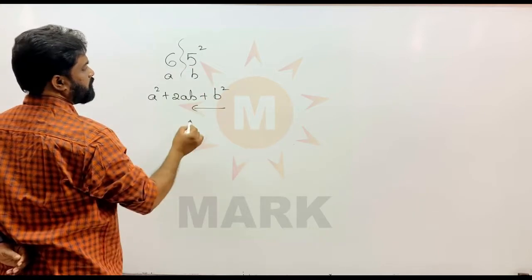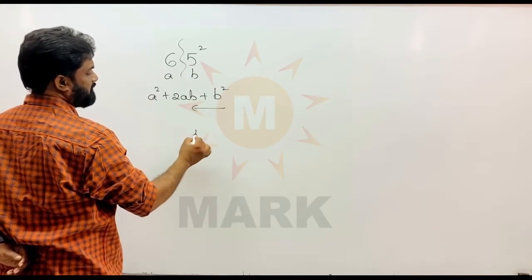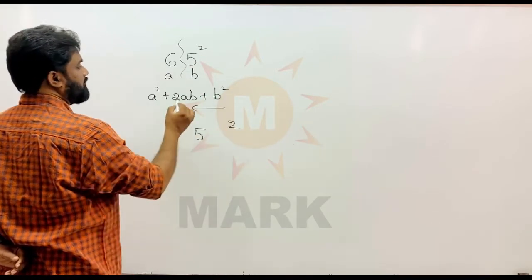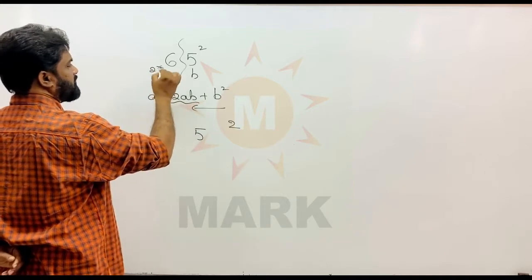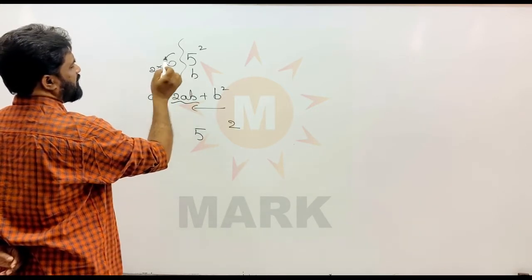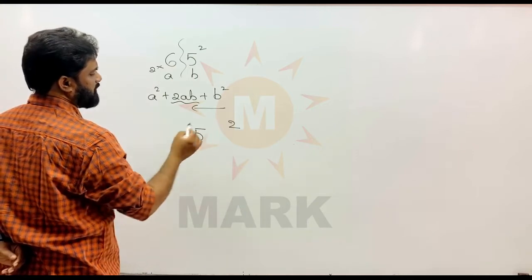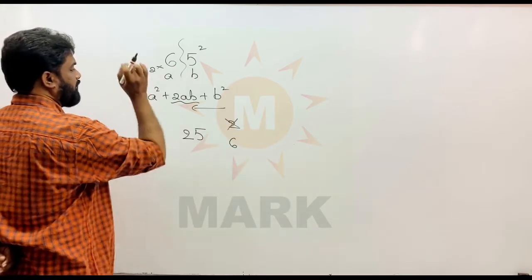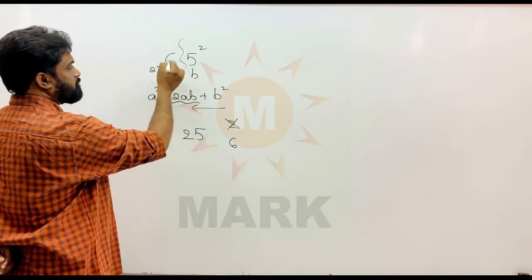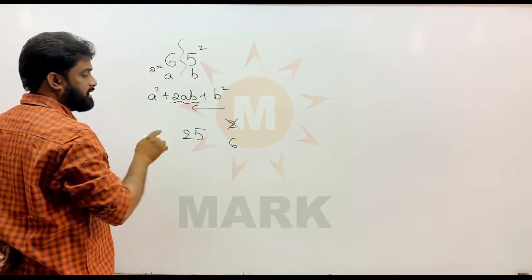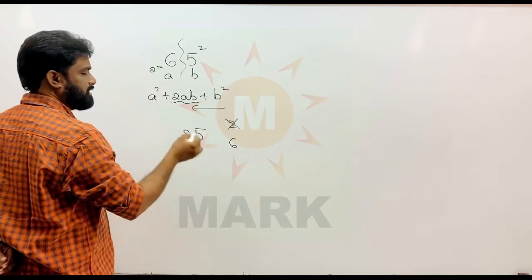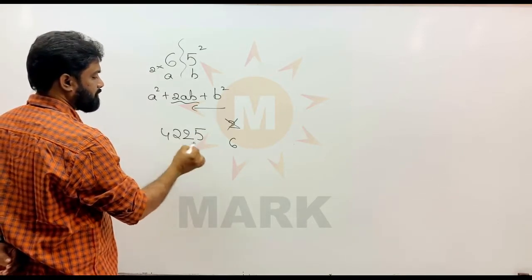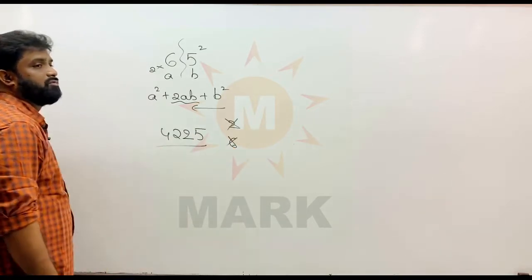So b square means 25. That means this 5, 2 here. So 2ab, 2 into 6 into 5. 2 into 6 are 12, 12 5s are 60. 60 plus 2, 62. 2 here, 6 carry forward. Now a square. What is a square? A square means 6 square. 6 square is 36. 36 plus 6 how much? 36 plus 6 is 42. So 4225 is the answer.